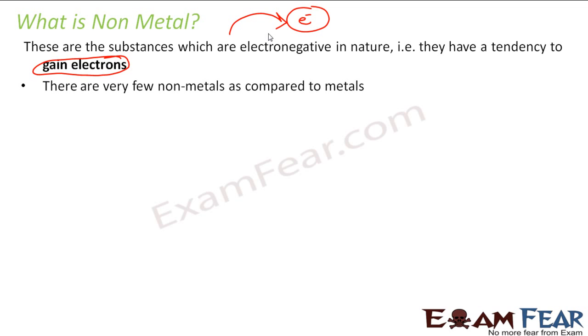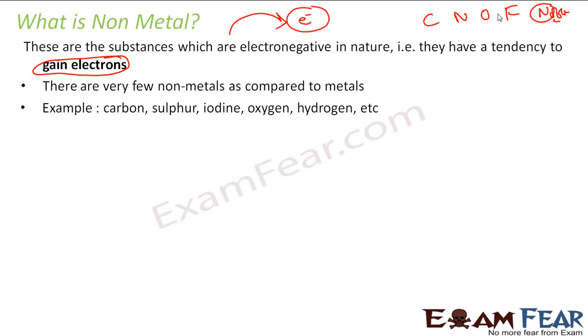And please note there are only a few non-metals. If you see the periodic table, maybe in the next two chapters, most of the elements are metals. There are only a few non-metals. I can say carbon, nitrogen, oxygen, fluorine, and all the noble gases, right? So there are few non-metals as compared to metals. For example, carbon, sulfur, oxygen, hydrogen, etc.